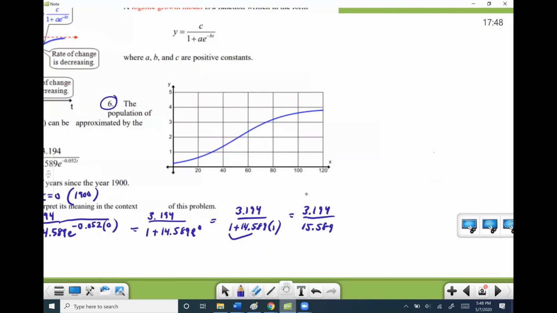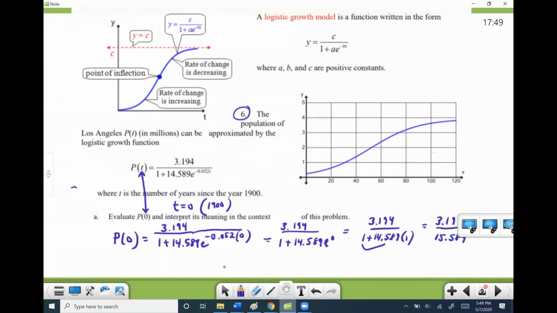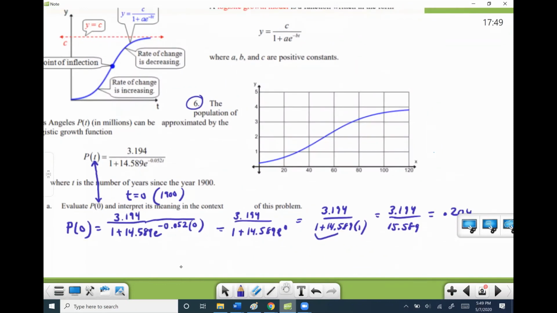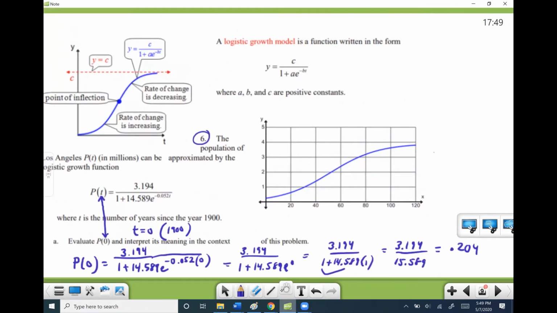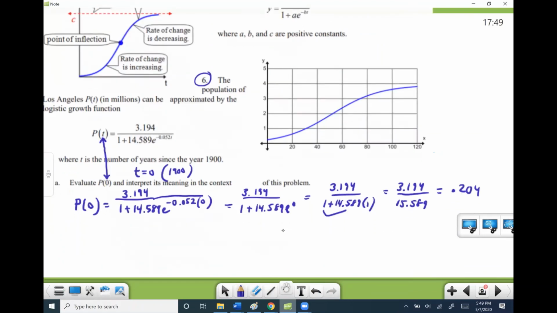All right, 3.194 divided by 15.589. Where does it want us to round to? Does it say on this one? It doesn't. I hate when it doesn't tell you what to round to. Okay. Now remember, this is in millions, you guys. This is in millions. So 0.204 million.